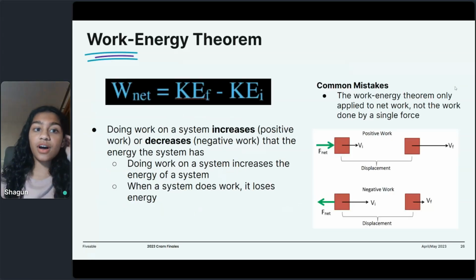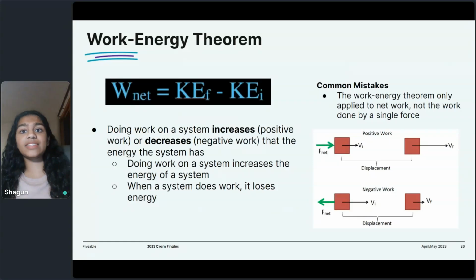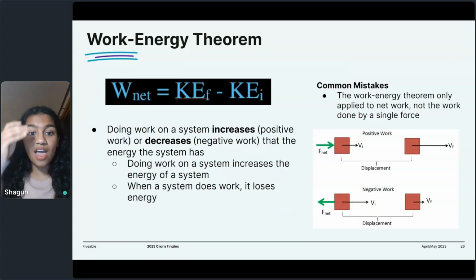All right. So just to make things a bit clearer on what's positive work, what's negative work, and how this affects the work-energy theorem. Doing work on a system increases, which is positive work, or decreases, which is negative work, the energy that a system has. So usually on the AP Physics 1 exam, if you have a negative sign associated with work, that usually means you're doing negative work on the system. And that essentially means that whatever object you have, the work is happening in the opposite direction. So you're not actually doing any positive work. You're actually, for example, doing negative work.